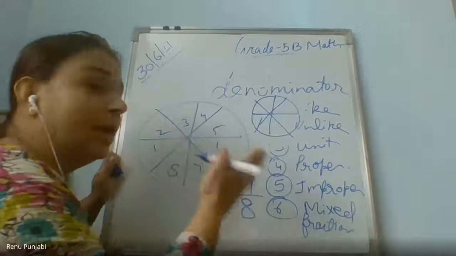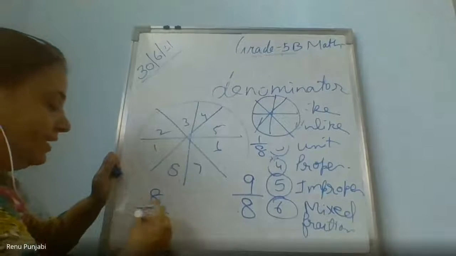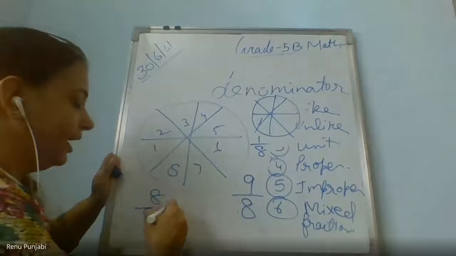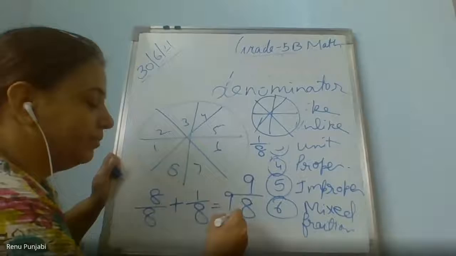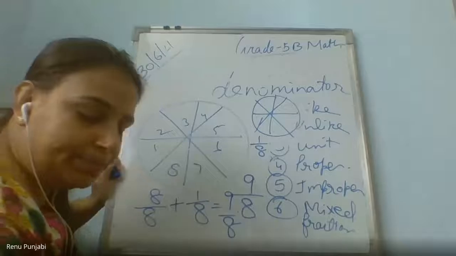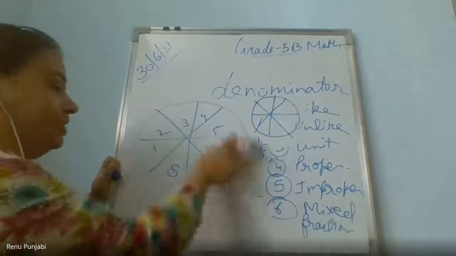Add 1, you will take 1 part. So 1 part in the fraction will be noted as 1/8. And 8/8 becomes the unit fraction. 8/8 plus 1/8, when you give it, will become 9/8. This 9/8, we can write in the mixed fraction also. How to write the mixed fraction?